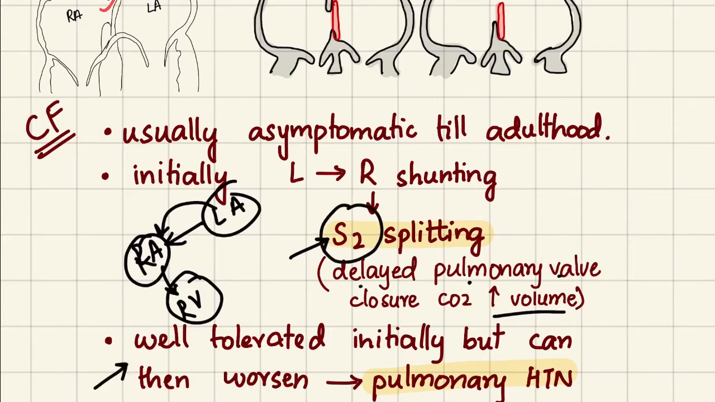These defects are usually well tolerated initially, but can over time worsen because of all this shunting. When we have this shunting towards the right side of the heart and into the pulmonary circulation, we can develop pulmonary hypertension. Pulmonary hypertension is then going to cause right ventricular hypertrophy and eventual reversal of shunt as well in some cases, but that does not really happen with atrial septal defects.